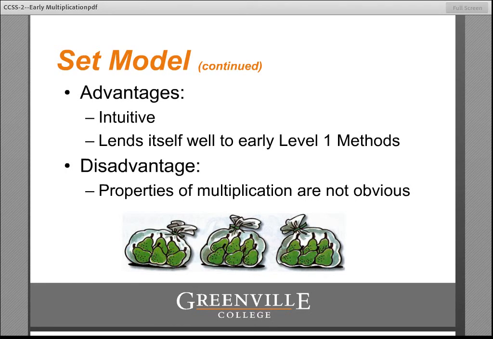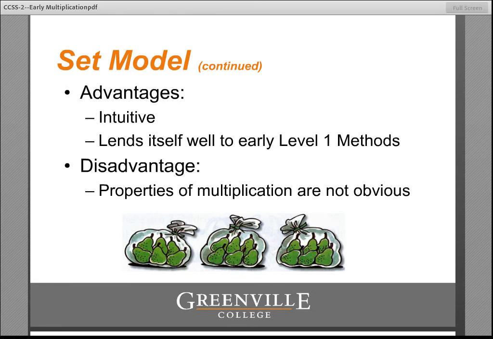The downside is that it doesn't lend itself well to the properties of multiplication. So I think that when you are just getting started with multiplication, use some things that really help build the set model to begin to build that foundation. Eventually, you're going to want to fold in some other representations as well and have them make connections between those multiple representations. Now, I said it's not really very good for helping students see the properties of multiplication. What did I mean by that? Well, let's take a look at the image here to demonstrate. What you see are 3 bags of pears with 6 pears in each bag.